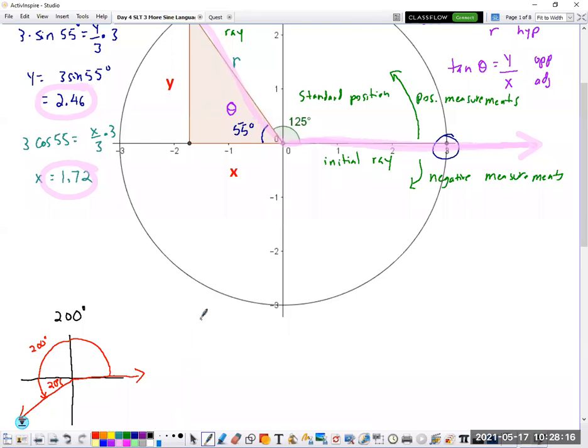Now we're going to do another nice, easy number. We're going to do 300 degrees. We're going to sketch 300 degrees in standard position. So we're going to start at the positive x-axis and we're going to rotate counterclockwise. Alice, are you there? Yeah, I'm here. Okay, ready? Here we go. What's that?